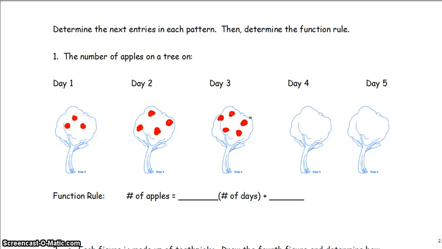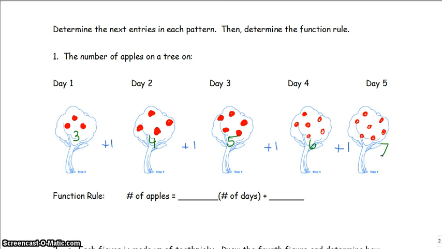I wonder what's happening here. I think each day I'm adding another apple. So if I wanted to go to day 4, I would have 6: 1, 2, 3, 4, 5, 6. And if I wanted to go to day 5, I would have 7: 1, 2, 3, 4, 5, 6, 7. Alright, so we're adding 1 apple every single day. We start off with 3, 4, 5, we go to 6, and 7.